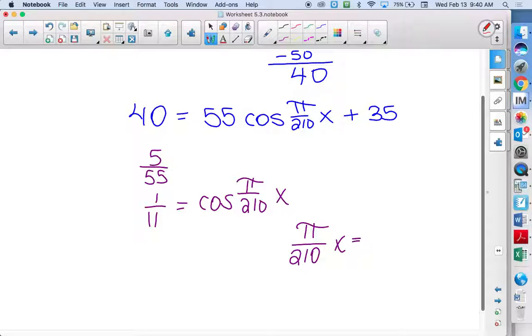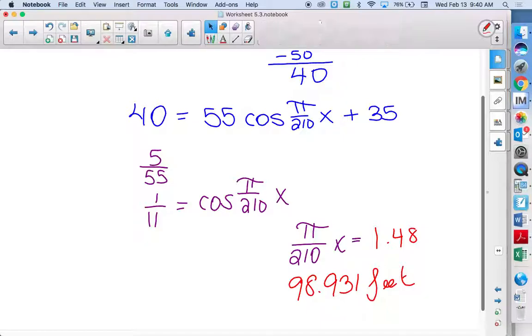Anybody have a solution to what you have? 98.931 feet. I think this number is like 1.475. 1.78, 1.48? Any questions with that?